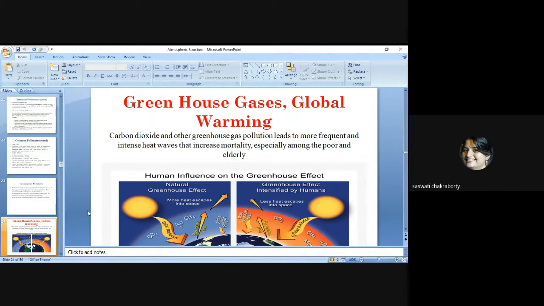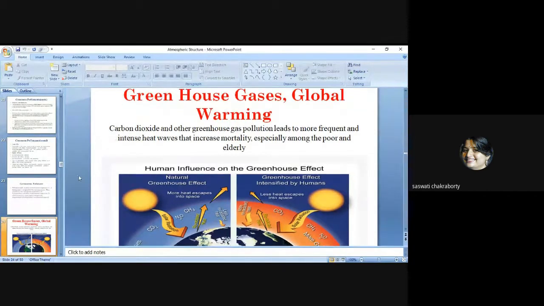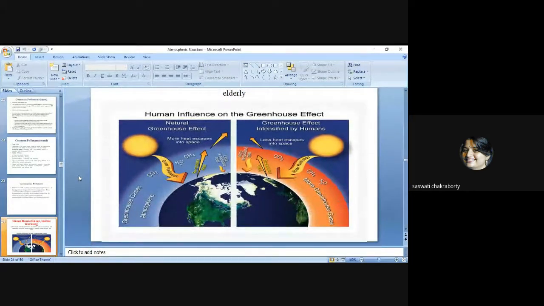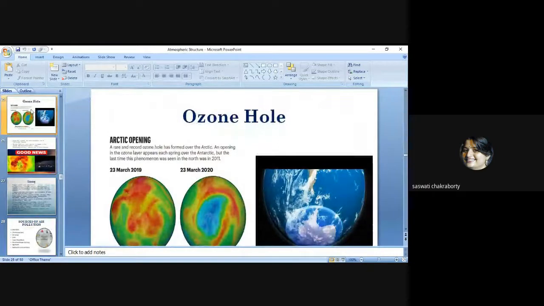Now, greenhouse effect. We all know the greenhouse effect, isn't it? Students, you know what greenhouse effect is now. Yes, ma'am. Okay, then I won't go into detail, but I'll just discuss it in brief. Now, see, just come into this image. We'll discuss it with this image. Okay, sorry.